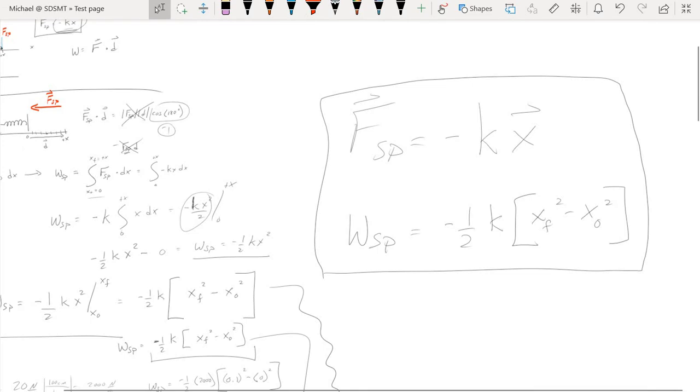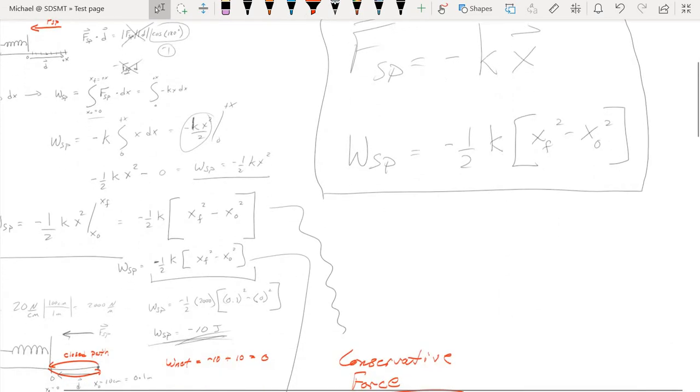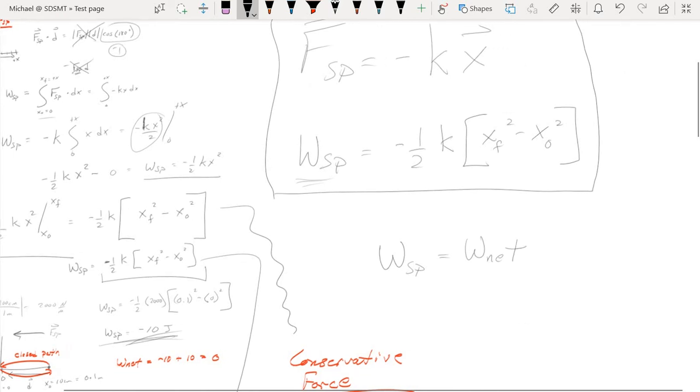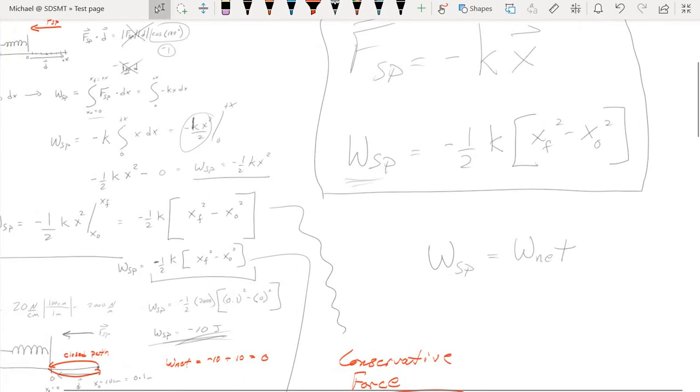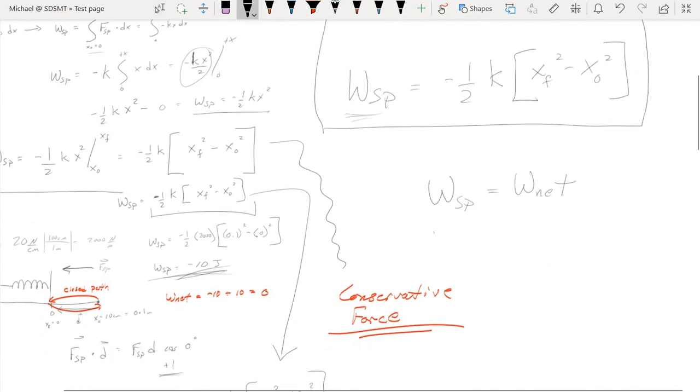And now that we know how much work a spring can do, if the spring is the only force that is operating in the system, then the spring force automatically becomes the net force, or the work done by the spring automatically becomes the net work. And that means that the work done by the spring is responsible for whatever change in kinetic energy that we see in the system.